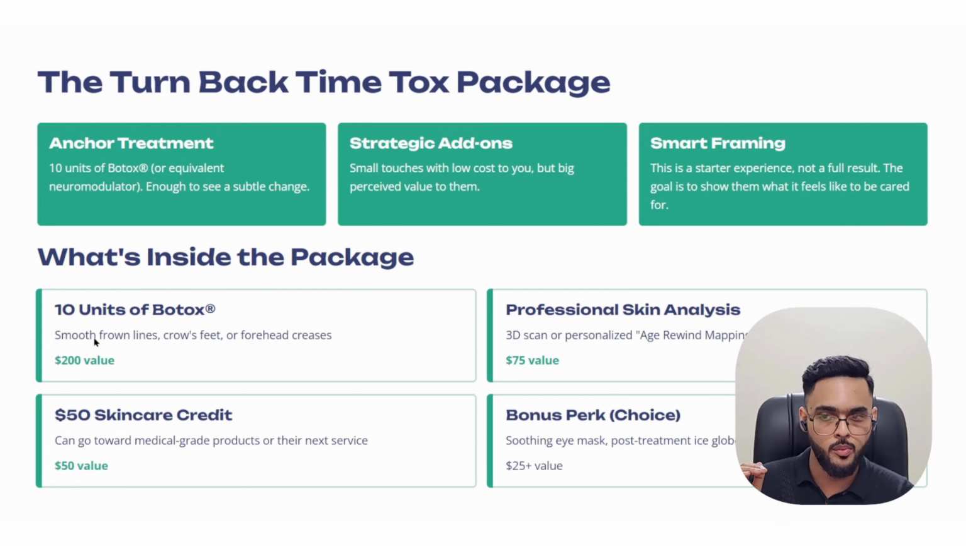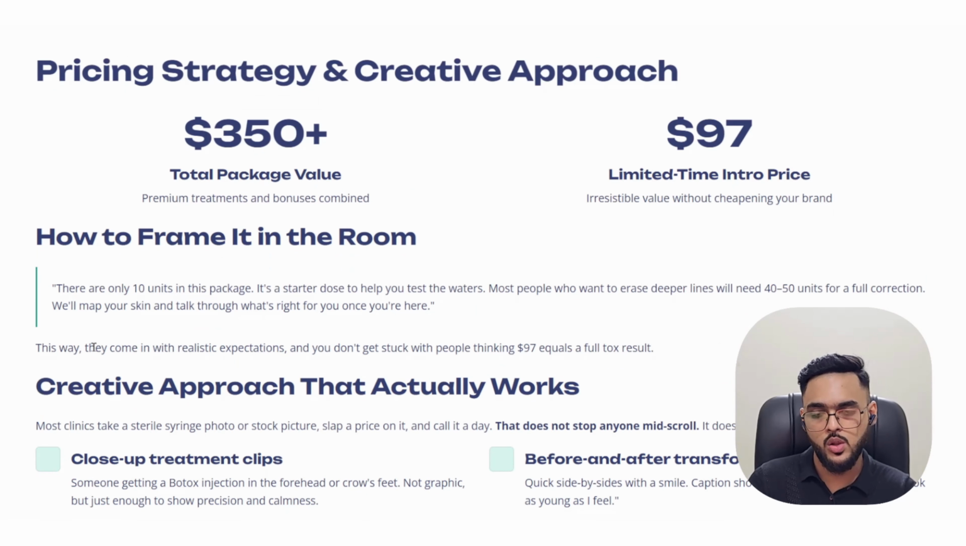You want to show them that, well, 10 units of Botox is $200 or $120 or whatever. Just for the sake of the example here, I just put $200 here. And then you can say, well, the 3D analysis, if you were to do it separately, it would be $75. The $50 credit is $50, and a bonus perk like a vitamin B12 shot or something like that is $25. And the total package value would be $350. But for you, this would be $97.